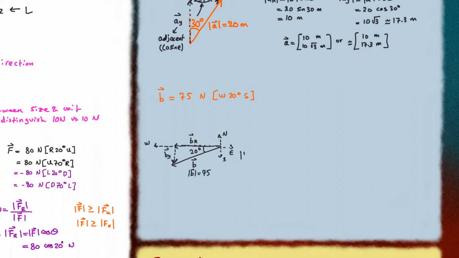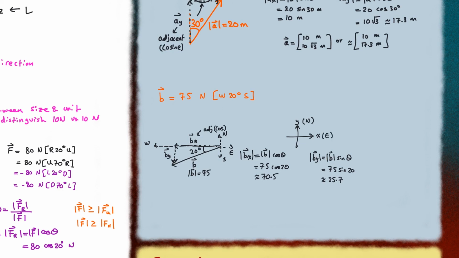Okay, to find Bx, it is adjacent to my angle 20, so it will be the magnitude of the vector multiplied by cosine of theta, so that's 75 cosine 20, which is equal to approximately 70.5, and my By component is opposite, so 75 sine 20, which is 25.7 approximated. Now what I haven't done yet is to set up a coordinate system. So now I have done that. My x direction is east, my y direction is north, and I'm going to take those to be positive.